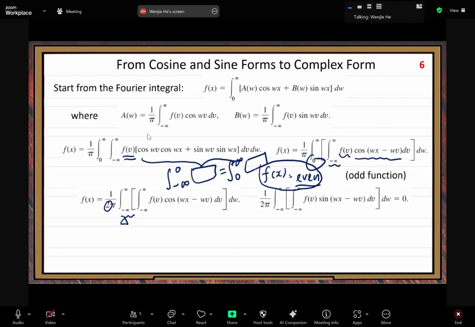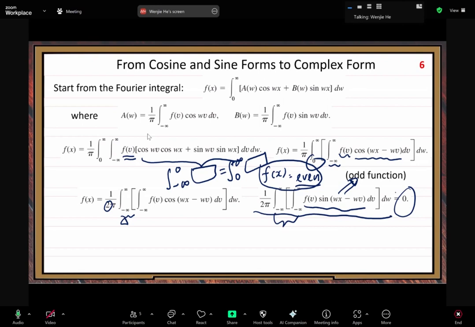Then, if f is an even function, because we know the sine function is odd, the f function times the sine function is an odd function. The product of f and sine is odd. That means the whole integral on that symmetric interval must be 0. So the sine part must be 0.